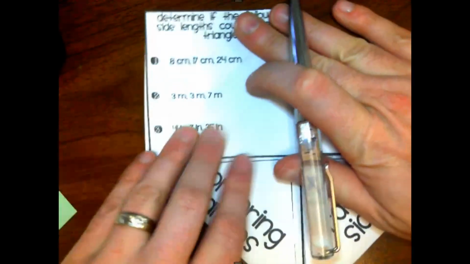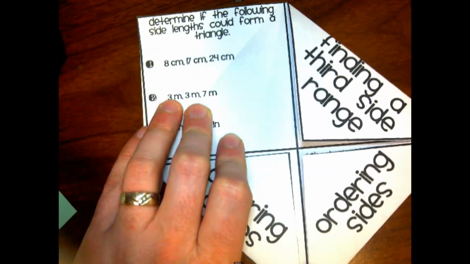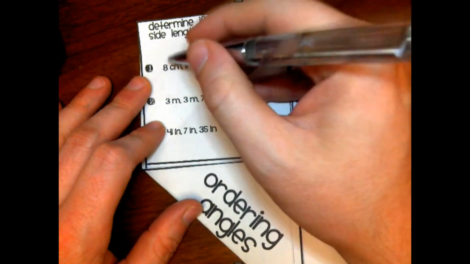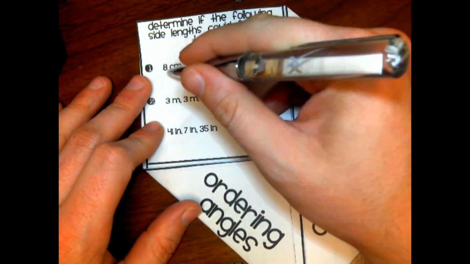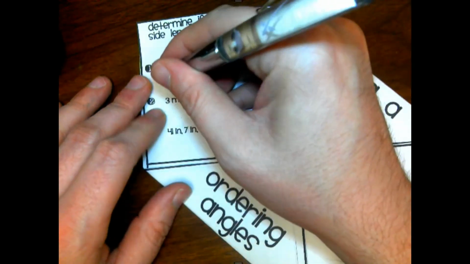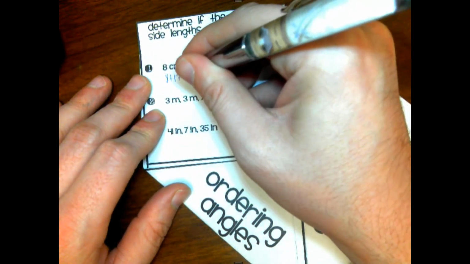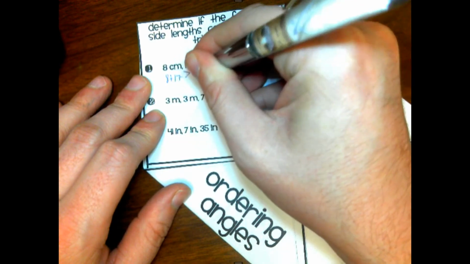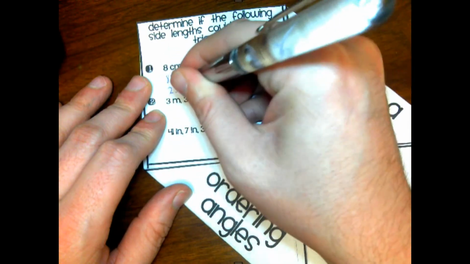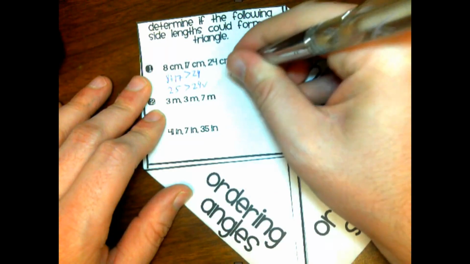So let's determine whether we can tell that the following sides could form a triangle based on the triangle inequality theorem. So we'll usually start by adding up the 2 smallest numbers, and if they're not bigger than the biggest number, then we know we don't have a triangle here. So in this case, 8 plus 17 needs to be greater than 24. 8 plus 17 is 25. 25 is greater than 24. So yes, this could form a triangle.